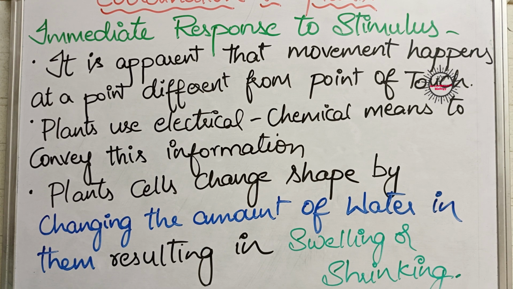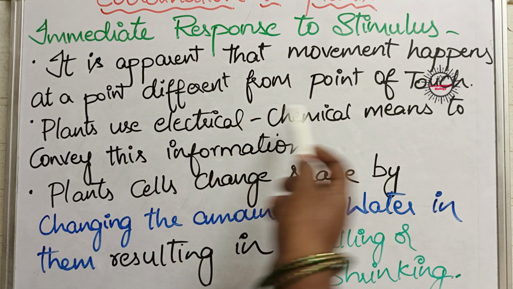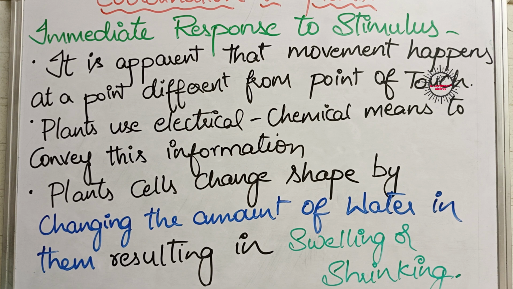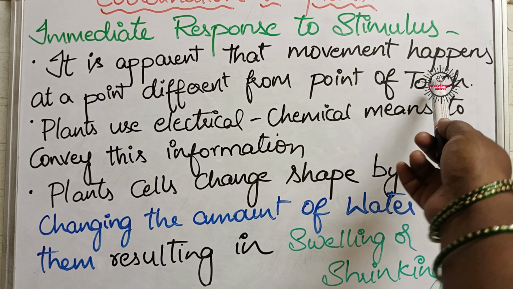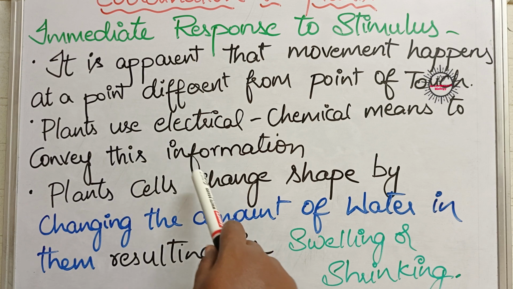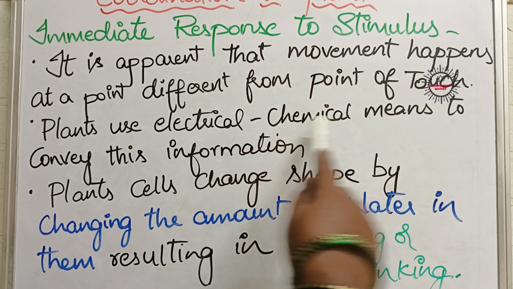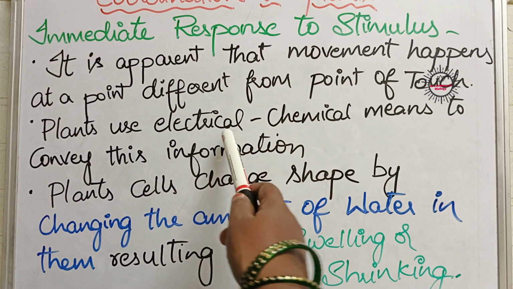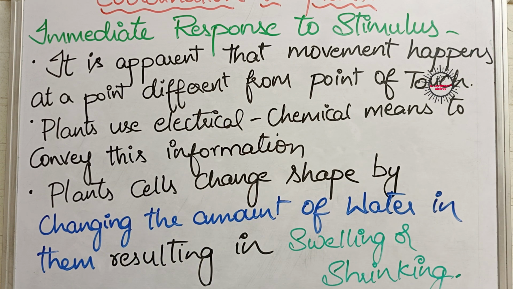How has it been communicated? Plants use electrical and chemical impulses to convey the information. In case of animals, we have already discussed that information passes in nerve cells in the form of electrical impulses, isn't it? So in case of plants, the information about that touch passes from one cell to other cell in the form of electrical or chemical impulse, which plants use for conveying that information.